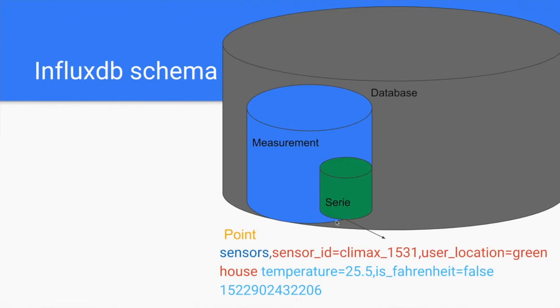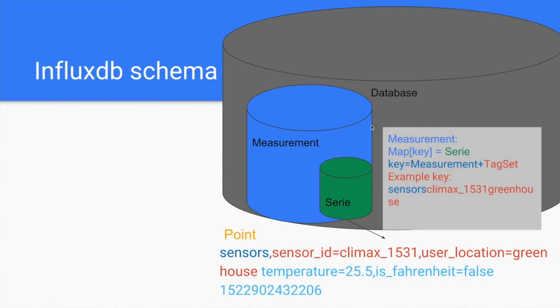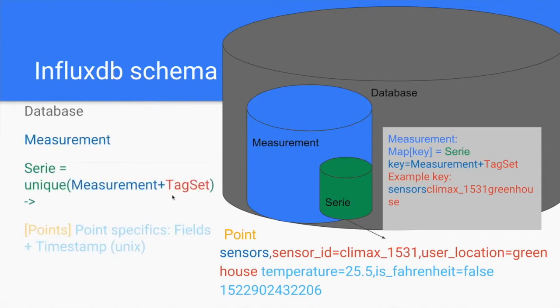So a measurement can be seen as like a map where each key maps to a series, and the series identifier, or the key, consists of the concatenation of the measurement name and the tag values. As you can see, the tag value here, and then the second tag value right after it. So again, database as the biggest unit, measurement, series with points, data points.